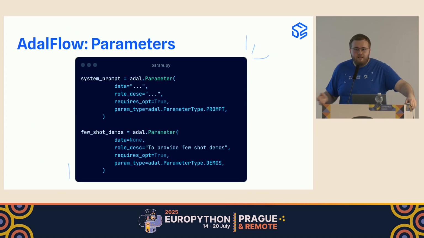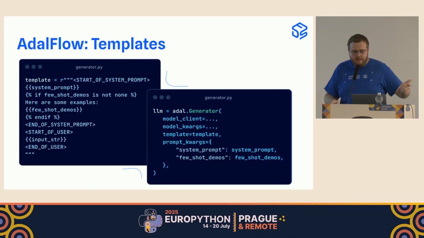Firstly, in TextGrad, we had variables, and in AdalFlow, we have parameters, which is the same thing, but importantly, now we have two types of parameters: prompts to hold textual instructions, and demos to hold the few-shot demonstrations. These parameters can be used in explicit prompt templates. Hence, the prompt template can have both a dynamic optimizable part, our parameter, and also a static hard-coded one.